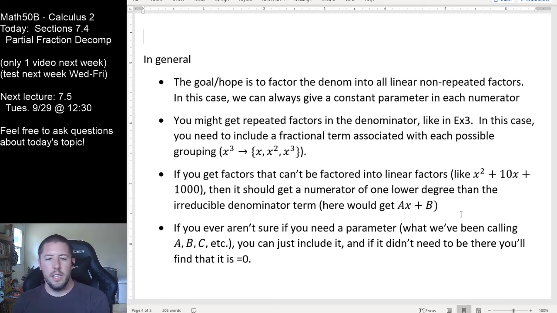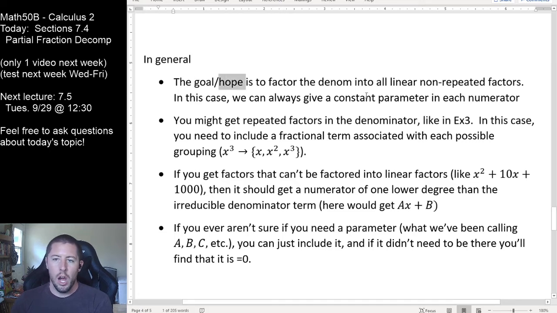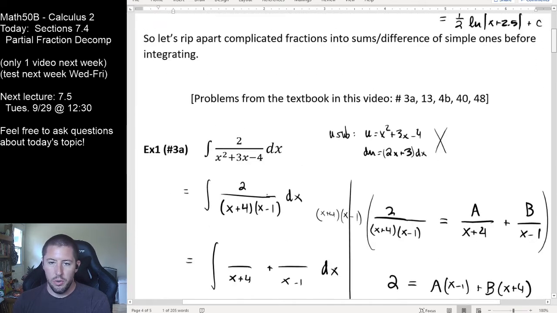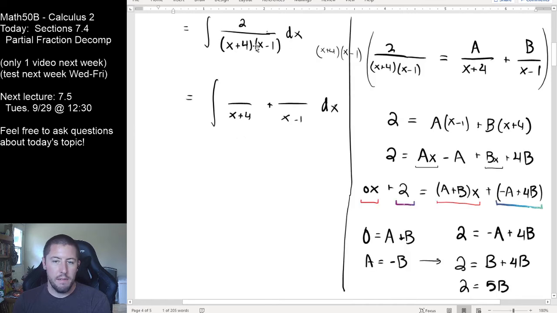First things first, if you, like me, are a lazy person, then our hope, not necessarily our goal, is that we can factor the denominator into all linear, non-repeated factors. That's what happened in example 1 and in example 2. We factored into linear factors that were not repeated. X plus 4 is a linear function. X minus 1 is a linear function. Neither of them were repeated.